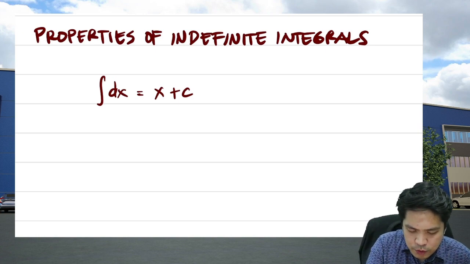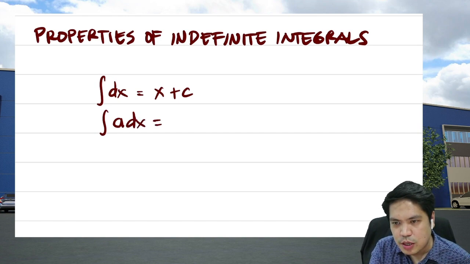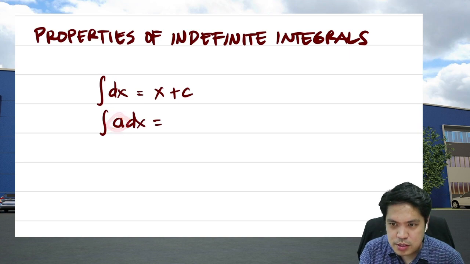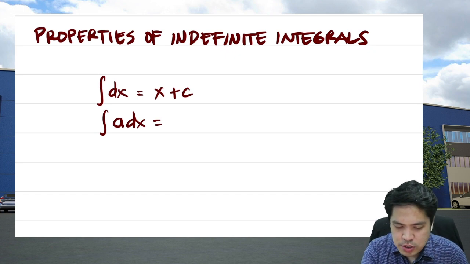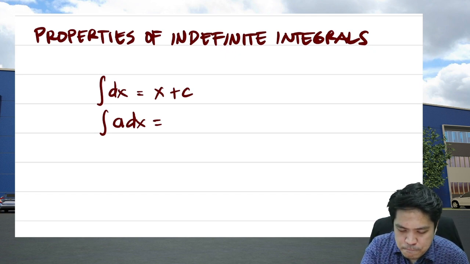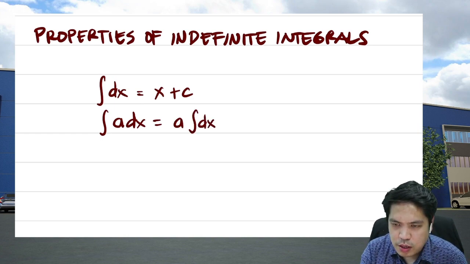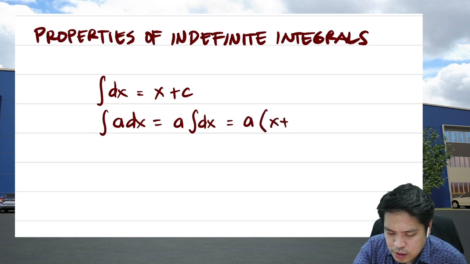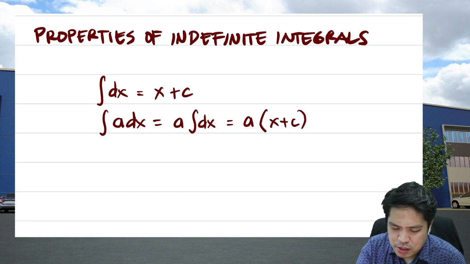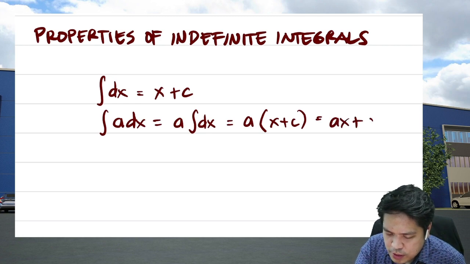Ayan. But how about if we have the integral of a constant a times dx? So that would be equal to, ganun pa rin, similar to the properties sa differentiation, we just isolate or ilabas natin yung a. So that would be a times the integral of dx. Okay? And we know what is the integral of dx, right? So, kung i-expand pa natin yan dito, this would be a times the integral of dx, which is x plus c. So we could say that this is equal to ax plus ac.